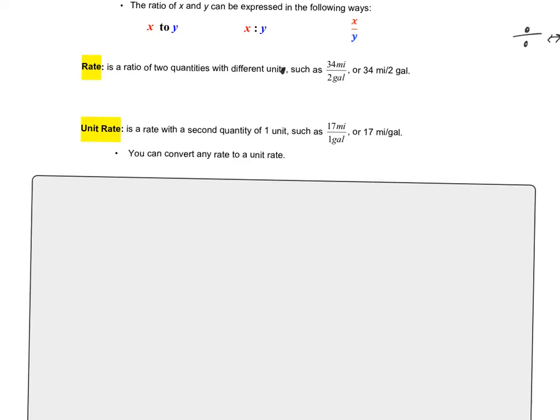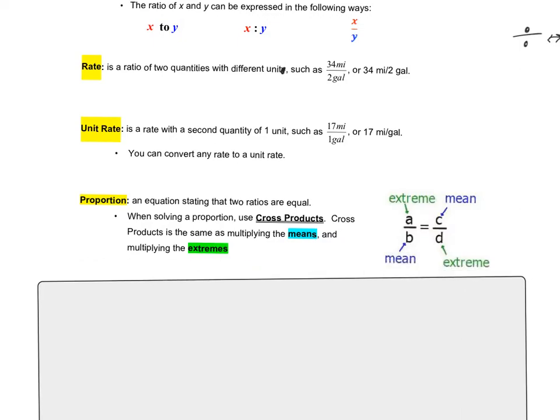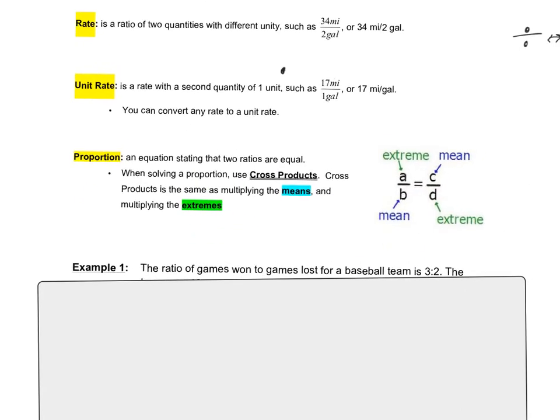A unit rate is basically a rate that is simplified to talk about one specific unit. So the 34 miles per 2 gallons or 34 miles in 2 gallons is really the same thing as 17 miles per 1 gallon. This is a unit rate. Any rate can be converted into a unit rate by division, or by creating a proportion.